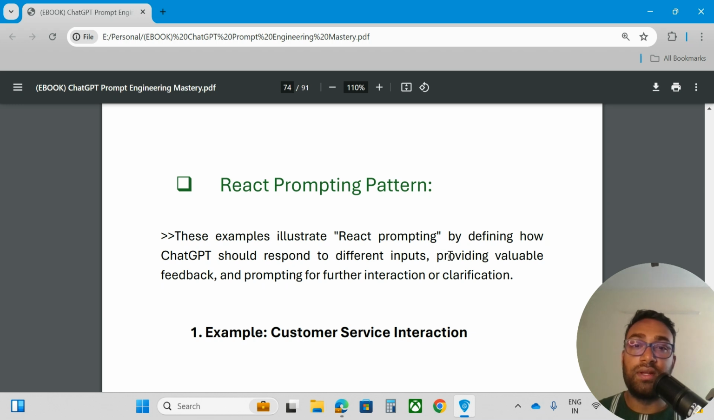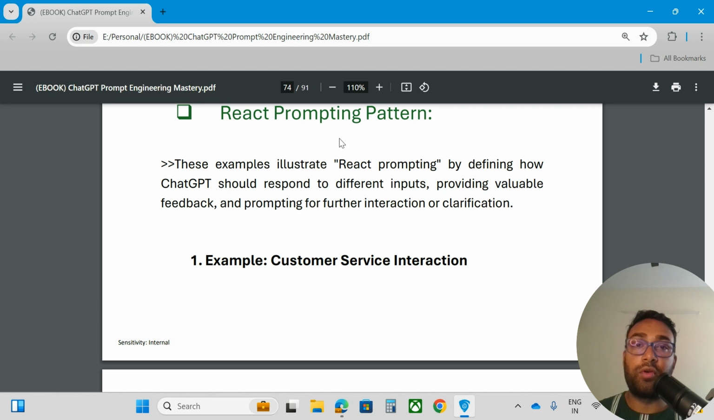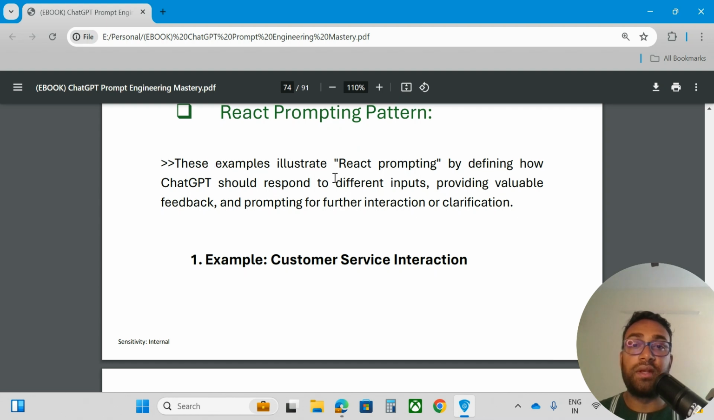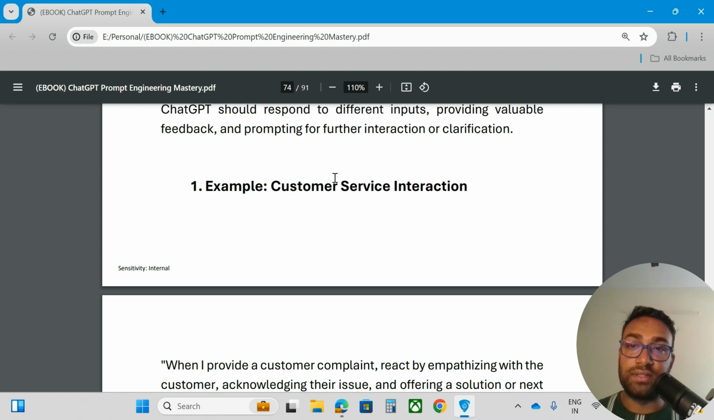So let us take one example here. What is a ReAct prompting pattern? This example illustrates ReAct prompting by identifying how ChatGPT should respond to different inputs, providing valuable feedback and prompting for further interaction or clarification. Okay, so here is example number one: customer service interaction. I have mentioned three or four examples, and you can create lots of examples for your purpose, based on your industry, your topic, your subject, your problem. You can create it.